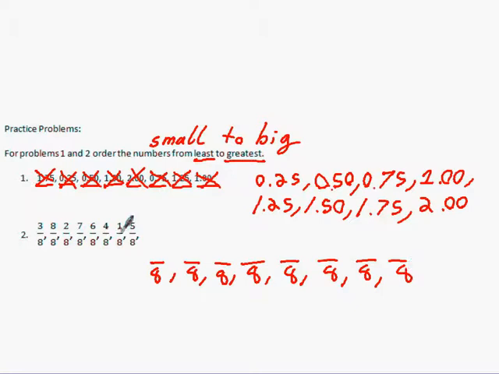We have up here 3, 8, 2, 7, 6, 4, 1, 5. Looks like the numbers 1 through 8. 1, 2, 3, 4, 5, 6, 7, 8. Smallest to biggest, 8 over 8 means the number 1. 1 over 8 is the smallest. 2, 3, 4, 5, 6, 7. Okay, pretty simple. Let's move on to the next question.